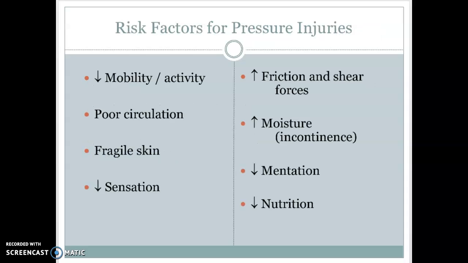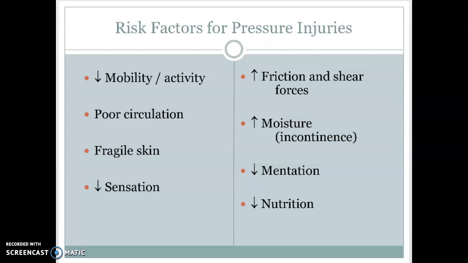So decreased mobility, their circulation is insufficient. As we talked about in the first PowerPoint, skin changes with aging. Skin becomes less extensible and resilient, and obviously decreased sensation. If a patient is not aware that an area is getting some pressure buildup, then they will not likely change positions, and they're at greater risk for a pressure injury. We talked about friction. We talked about when helping a patient move, change positions, we want to lift and move and not drag them so as to decrease friction and shear on the skin.